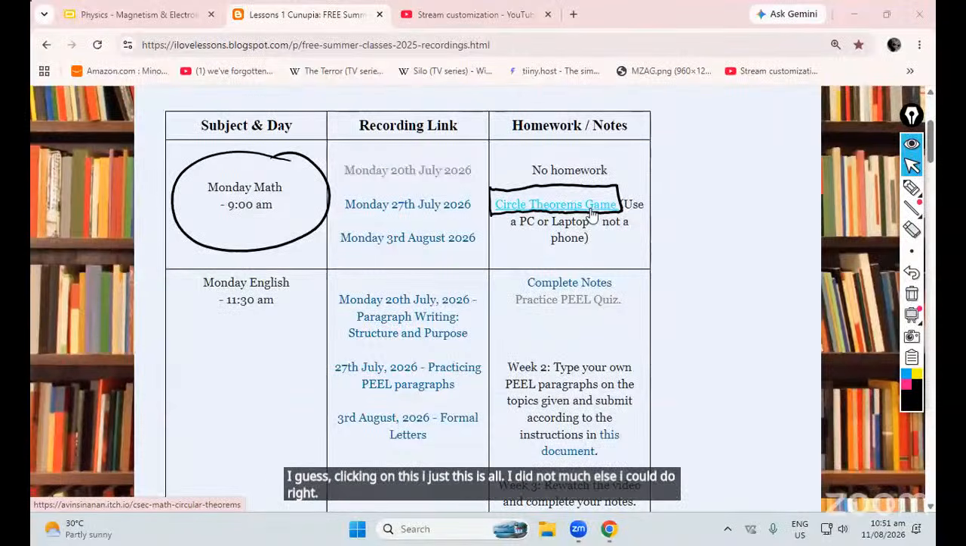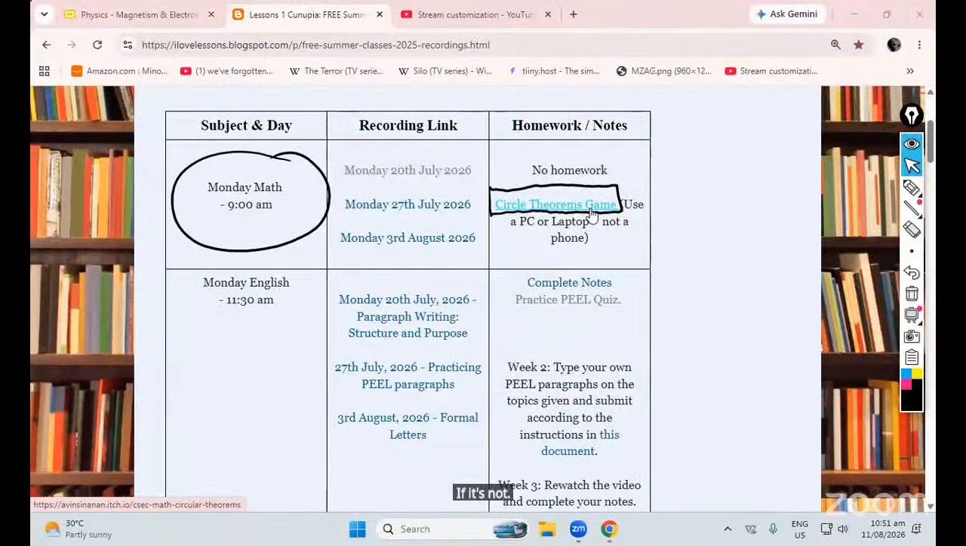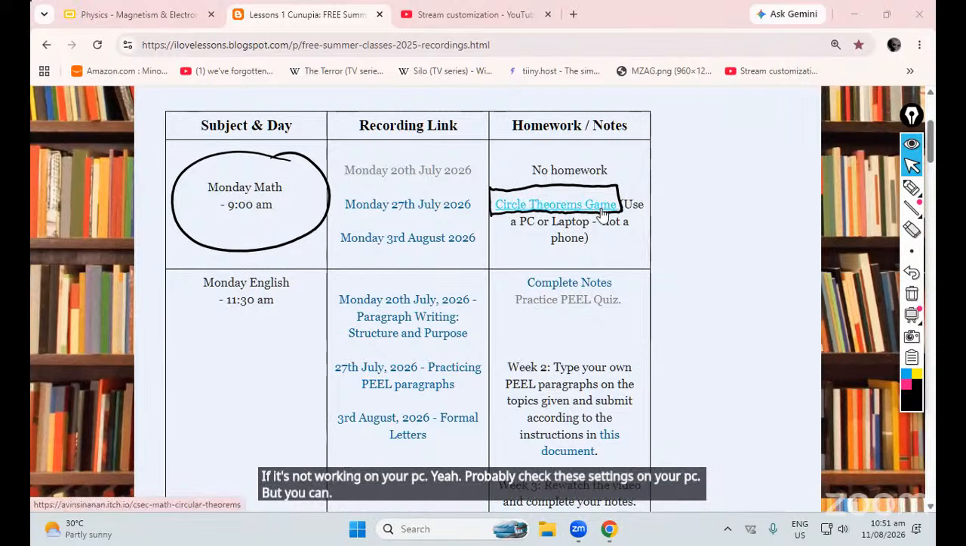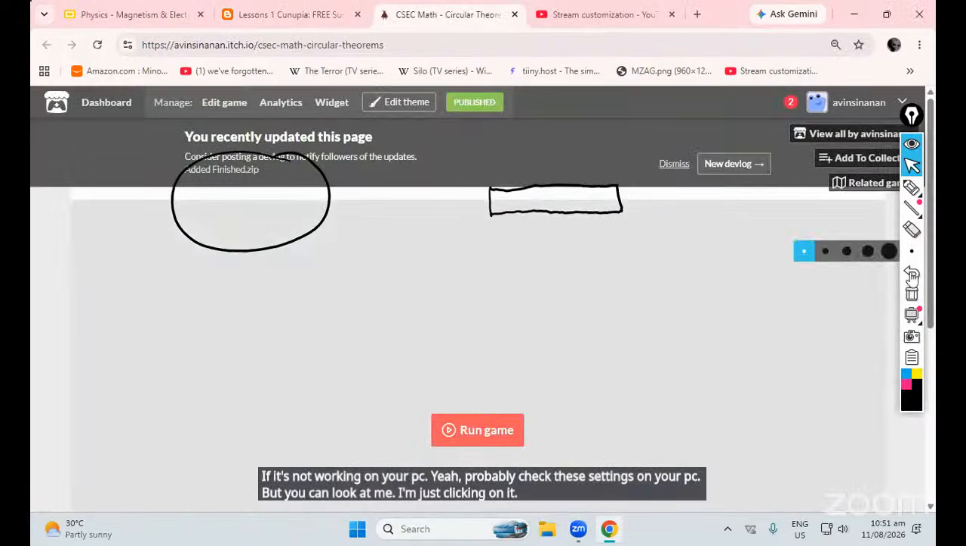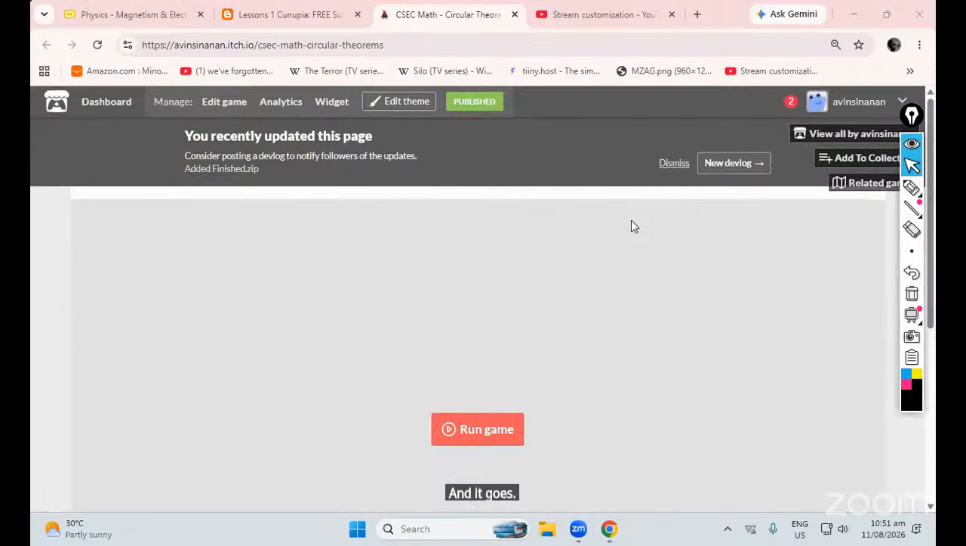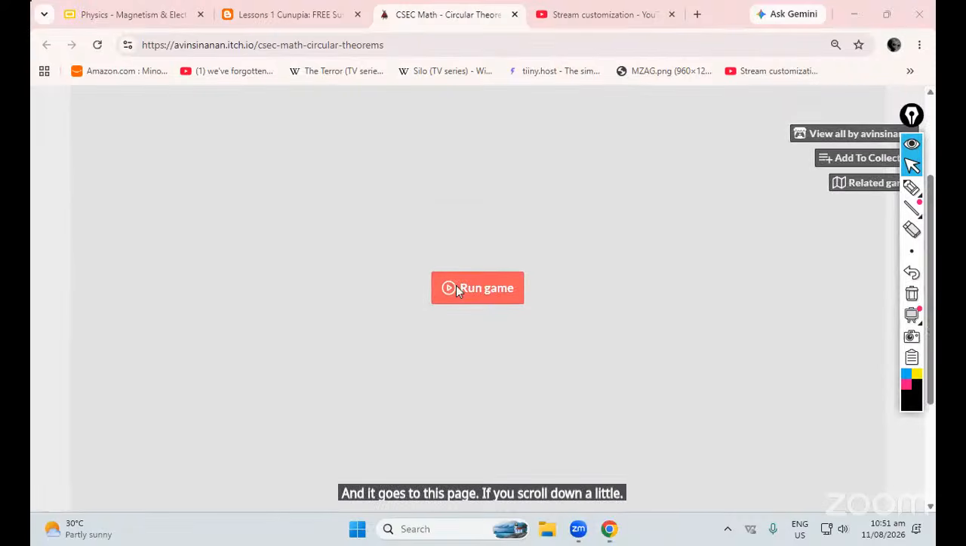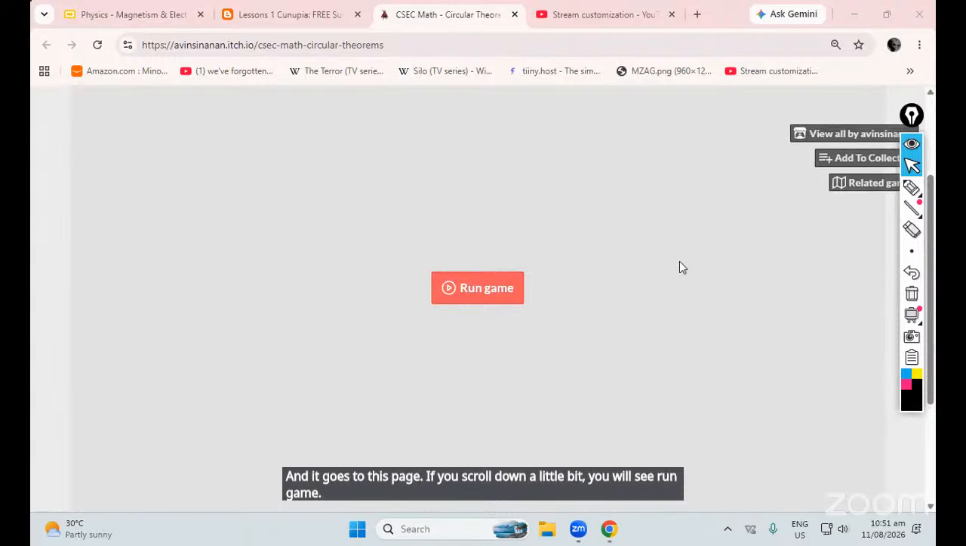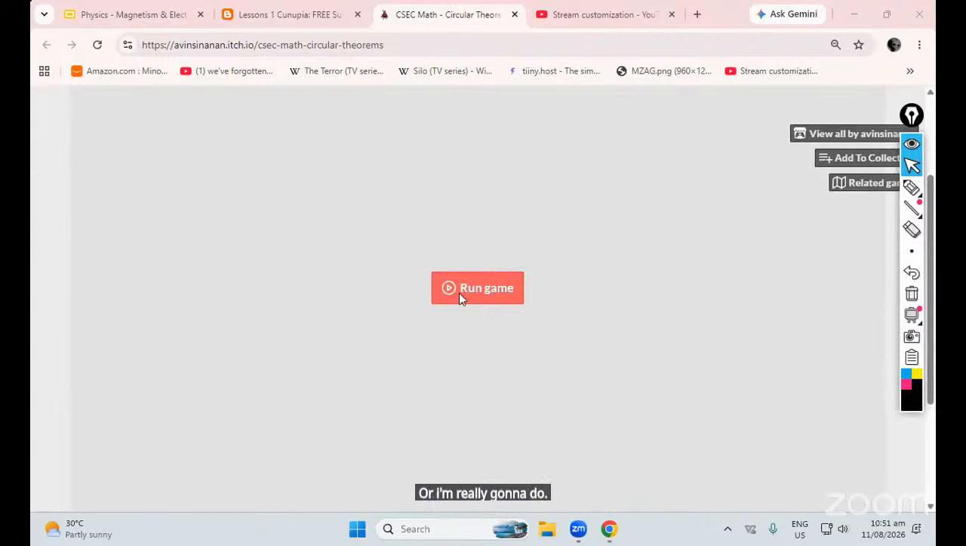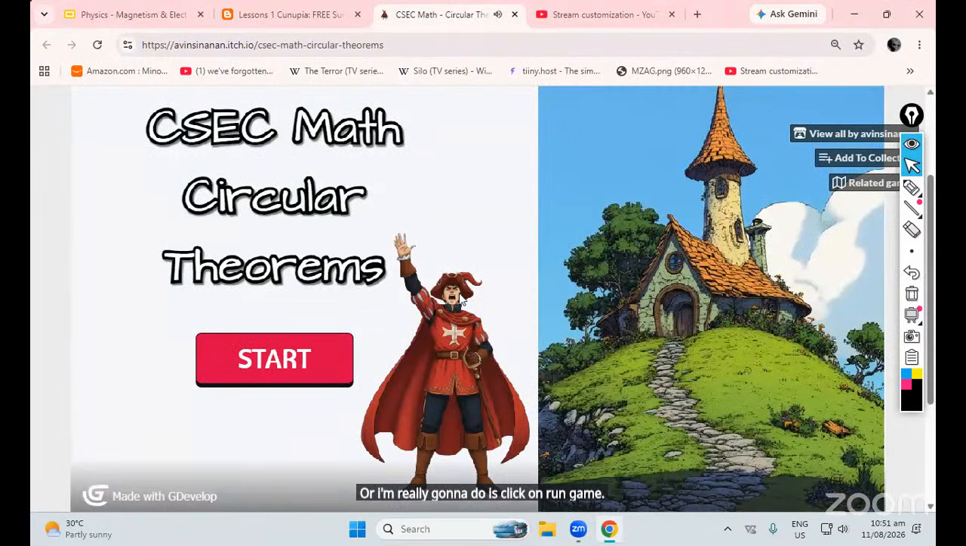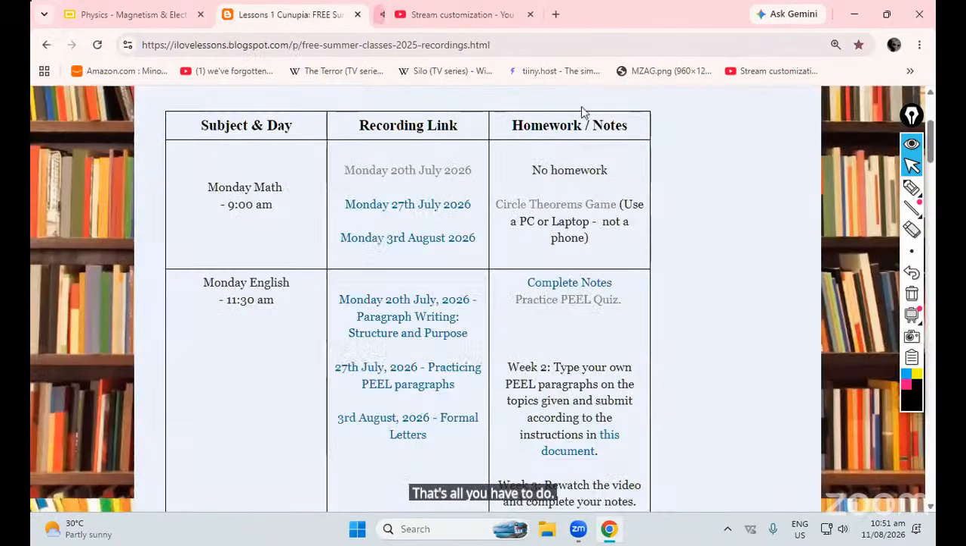So if it's not working on your PC, you probably have to check the settings on your PC. But you can look at me. I'm just clicking on it. Bam. And it goes to this page. If you scroll down a little bit, you will see run game. All I'm really going to do is click on run game and it loads. That's all you have to do, right?